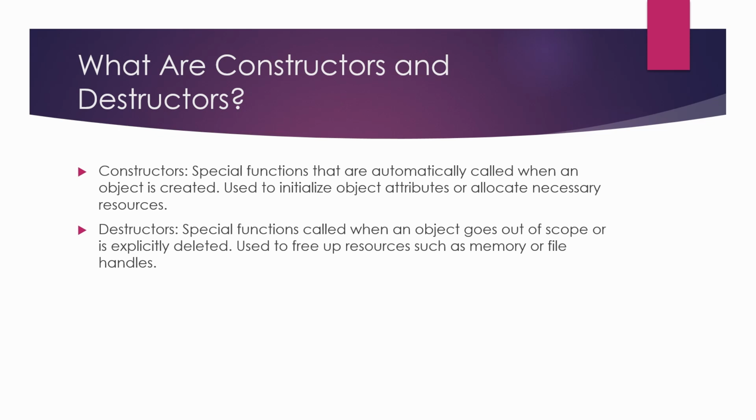Let's start with constructors and destructors. A constructor is a special function that is automatically invoked when an object is created. It's used to initialize the object's attributes or allocate resources. On the other hand, destructors are functions that are automatically called when an object is destroyed. Their primary role is to release any resources the object has acquired, such as closing files or freeing memory.